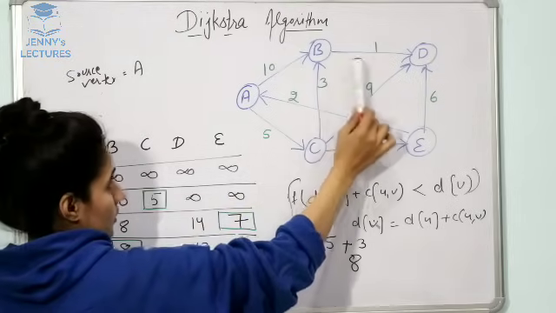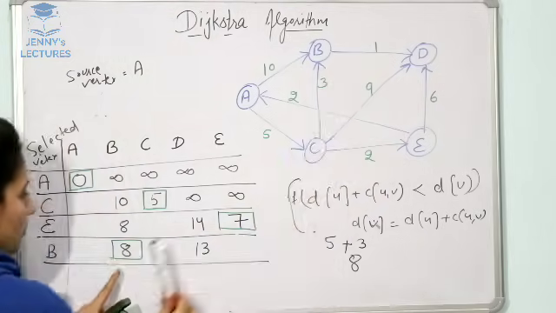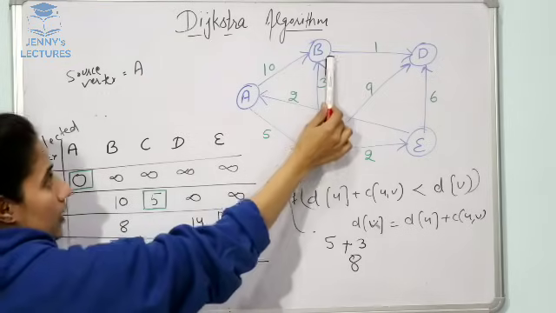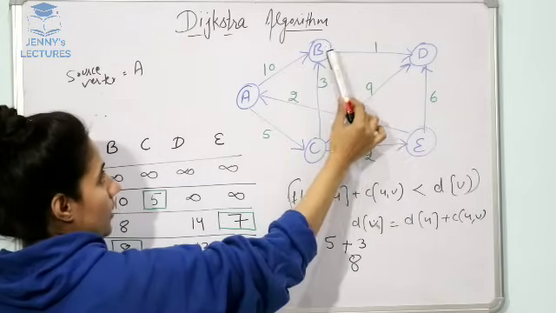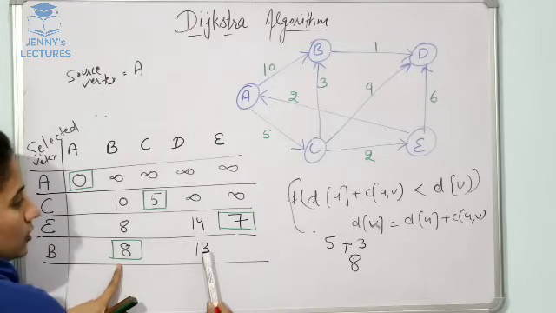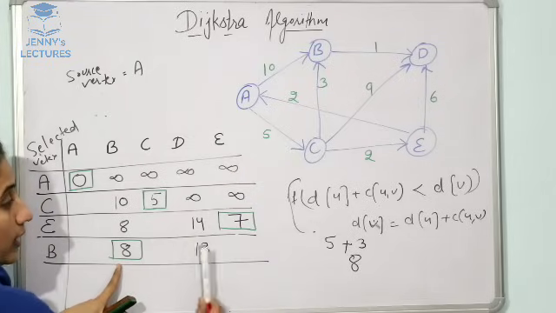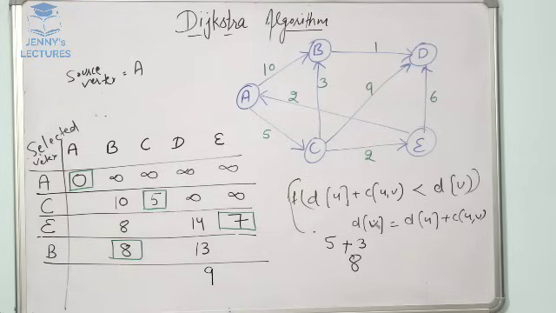Now find out this distance B to D. What is the updated distance? Distance of B is 8. 8 plus this cost is 1. 8 plus 1, that is 9. Okay, and previously the distance of D is 13, and 9 is less than 13, then we will update here 9. Okay, we will not write this one here.